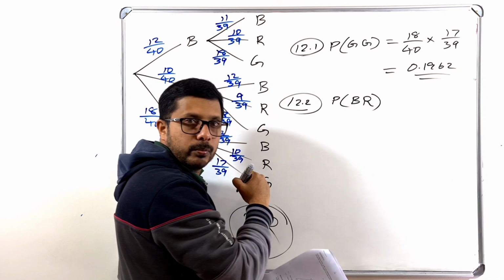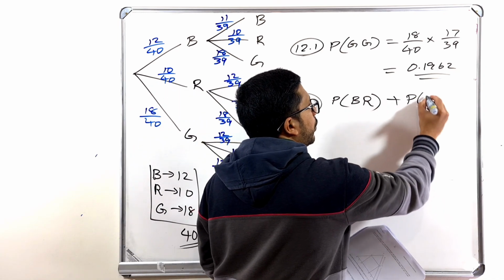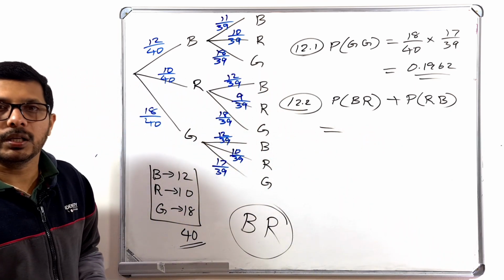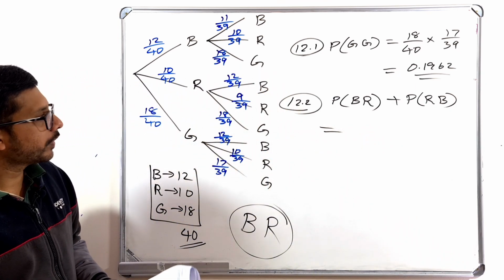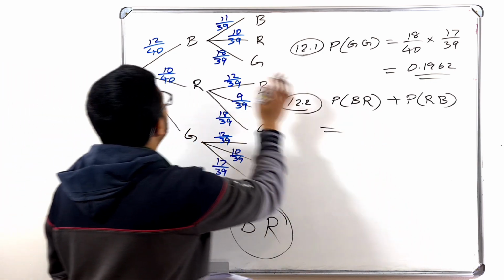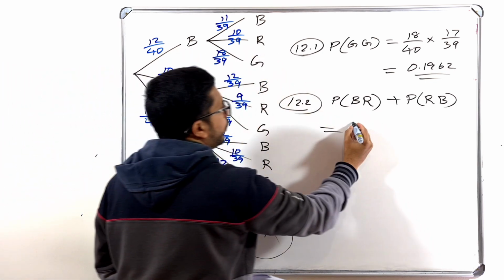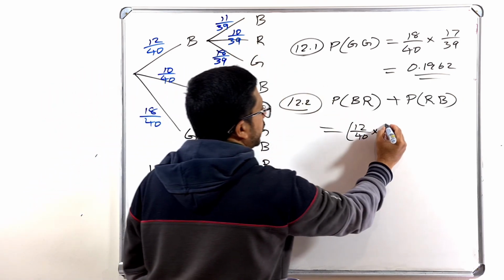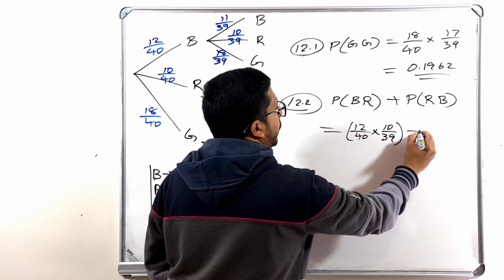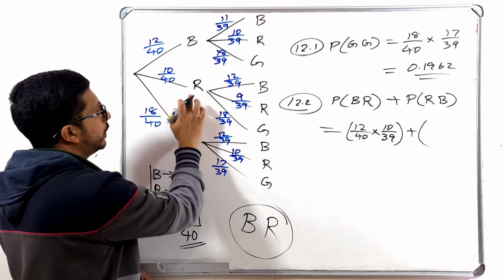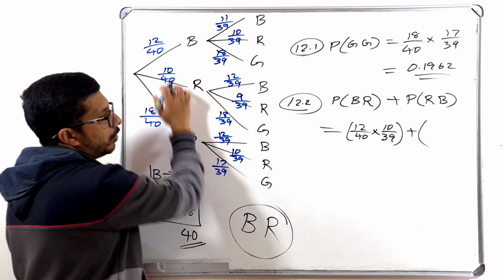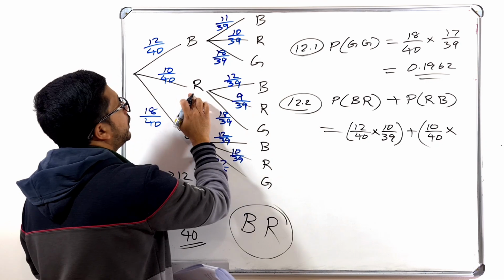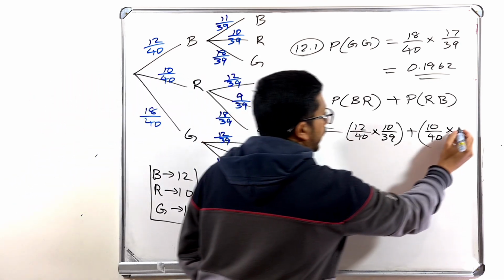That means probability of blue red plus probability of red blue. In both the cases you are getting one blue and one red, so you have to consider both the cases. Okay, what is the probability to get a blue red? That is 12 over 40 times red 10 over 39 plus red blue, that is 10 over 40 times blue, so it is 12 over 39.